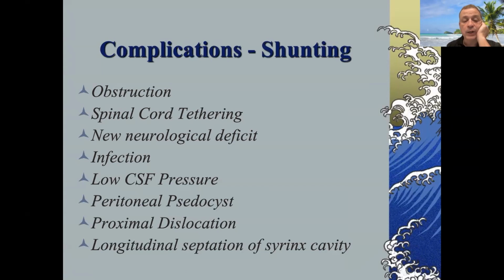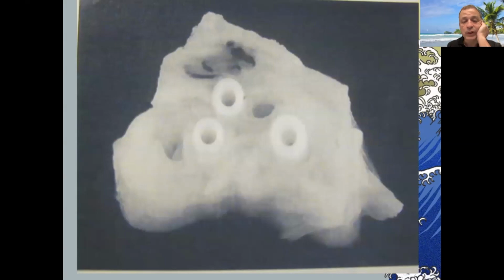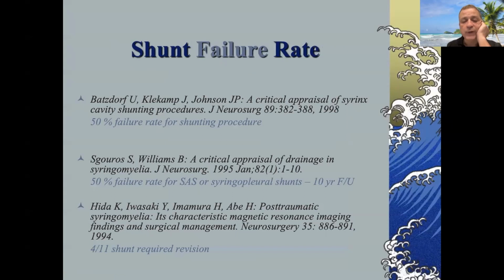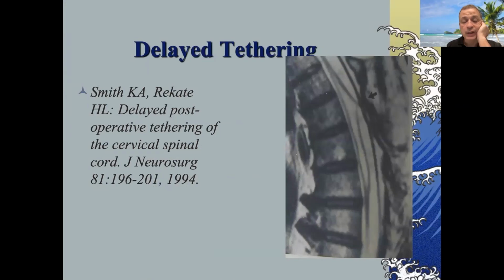So how do we treat it? Sometimes we do shunting, but shunts, no matter which area they empty to, can block, they can tether, they can become infected. So there's lots of potential problems with any type of shunting procedure. This is an example of a shunt autopsy specimen where there are literally 3 different shunts that have been placed within the spinal cord. The shunt failure rate, depending on who you read, is about 50%. Again, due to blockage of these shunts, they can tether the cord.